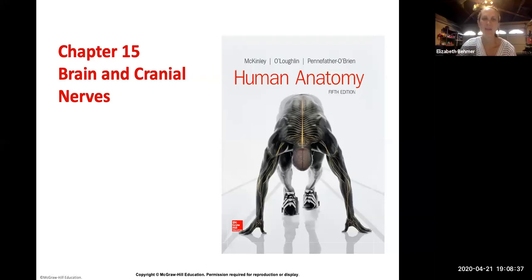Okay, so this is chapter 15, the brain and cranial nerves. Maybe some of you have the notes printed out, but I'm going to highlight the note questions as we go through this, just because those are questions that'll be on your next lecture exam.